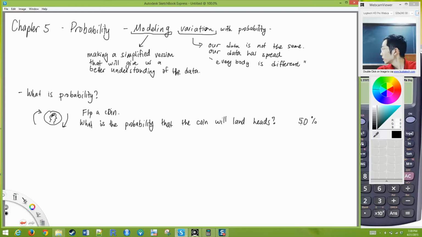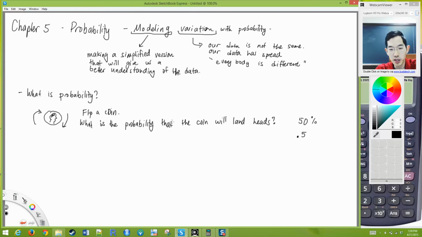Or that's probability expressed as a percentage. In our class, we will probably prefer to write 0.5, okay? But everybody's comfortable with saying the probability that a coin will land heads is 0.5 or 50%, right? Everybody agrees with that so far, okay? But what exactly does it mean?